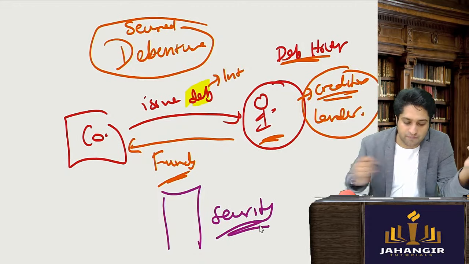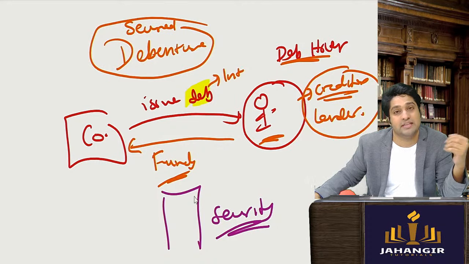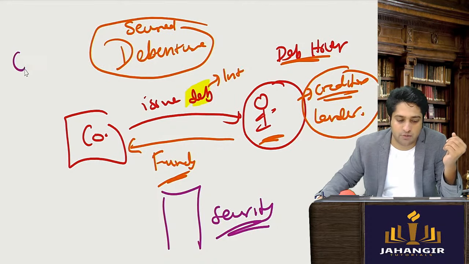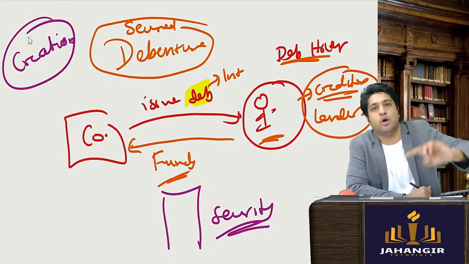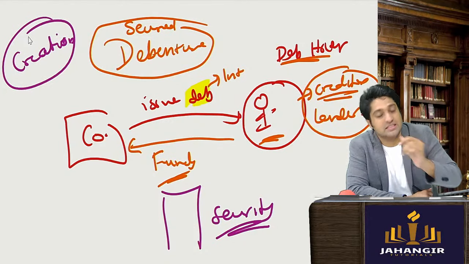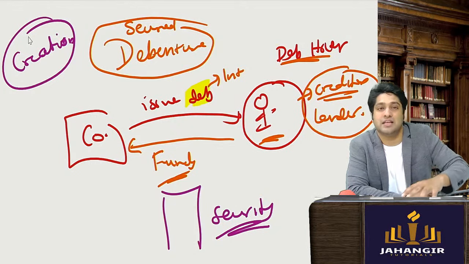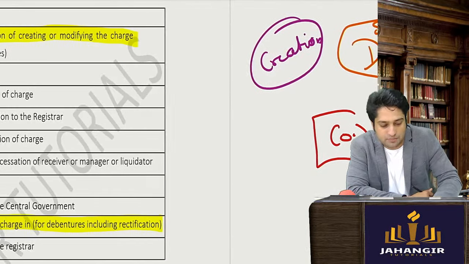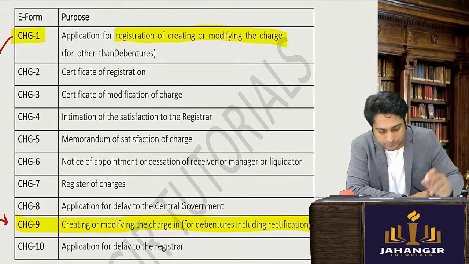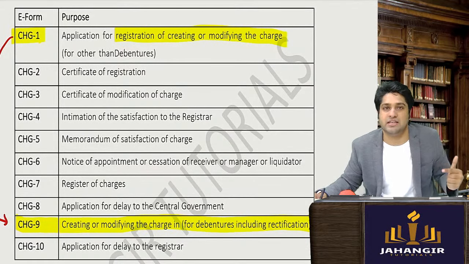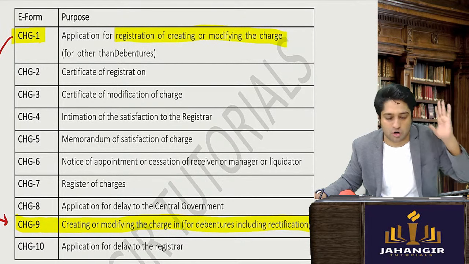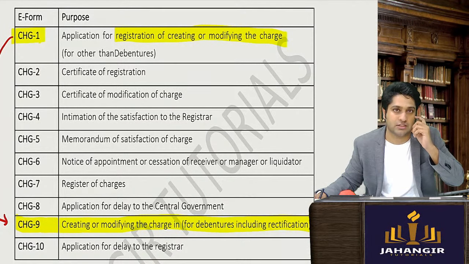So again, when this asset has been kept as security, it will be called creation or registration of charge. Clear till here? Again, you go and inform the ROC. But since it is related to debentures, it will be in CHG 9. Concept clear? So CHG 1 and CHG 9 are for registration or modification of charge.